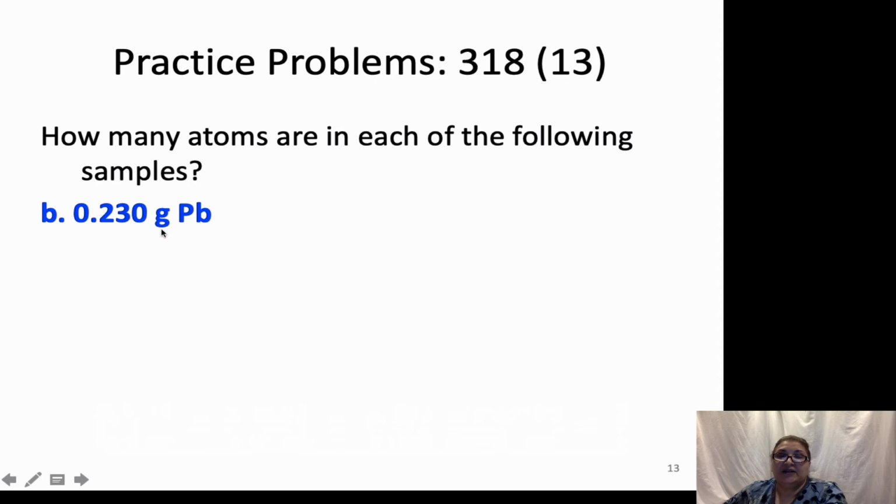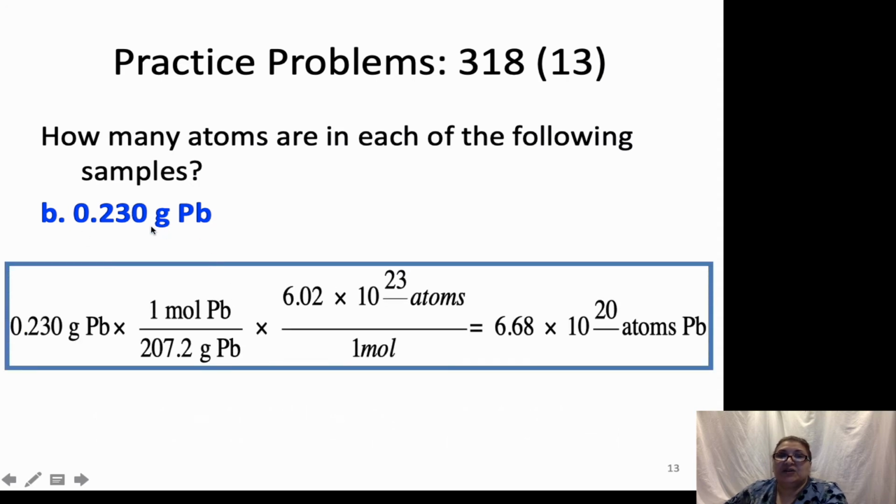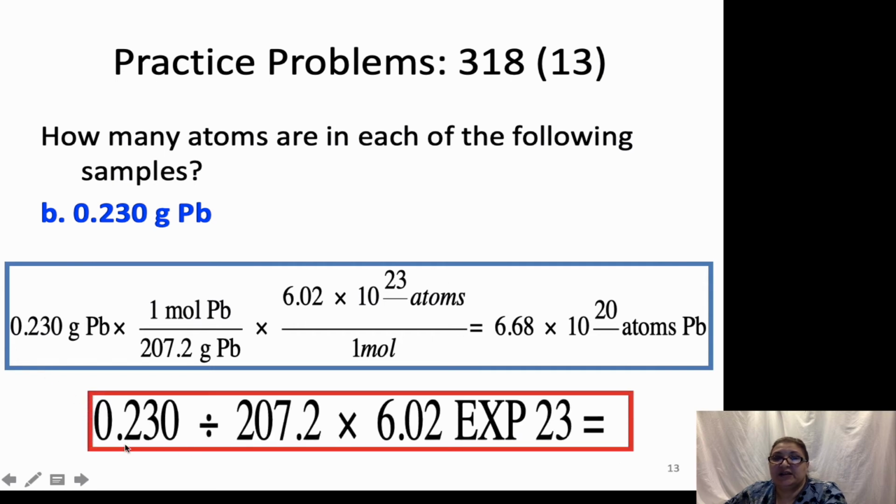Okay, we'll do one more of these. 0.23 grams of lead. So we have to go to moles by dividing by the molar mass of lead, which is 207.2, and multiply by Avogadro's number to get to atoms. So moles will cancel out, grams will cancel out, and end up with atoms. And here are the steps. 0.23 divided by 207.2 times Avogadro's number, 6.02 times 10 to the 23rd. And this is what you should get. 6.68 times 10 to the 20th atoms.